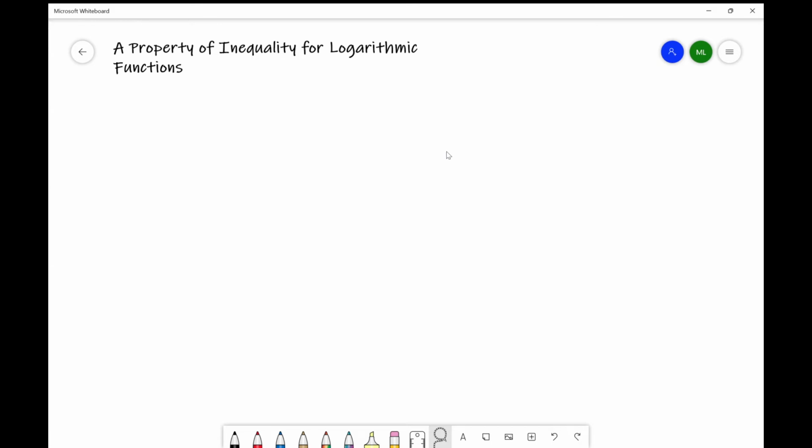Right, hi everyone. So I want to talk about a property of inequality for logarithmic functions. The property that I'm going to get into today is: if we have b greater than 1, x greater than 0, and we also have log base b of x greater than the value of y, then we can conclude that x is greater than b to the power of y.